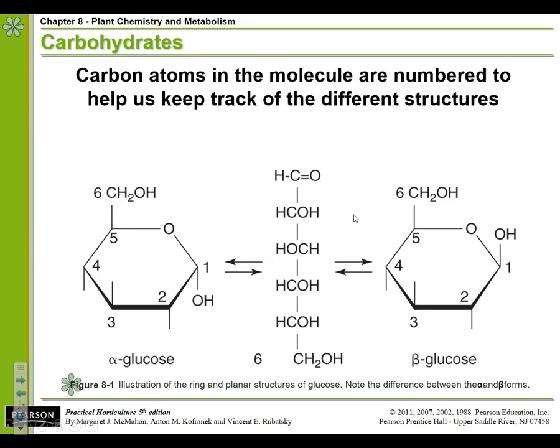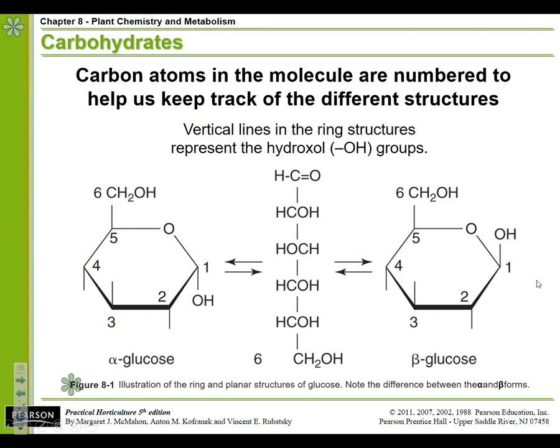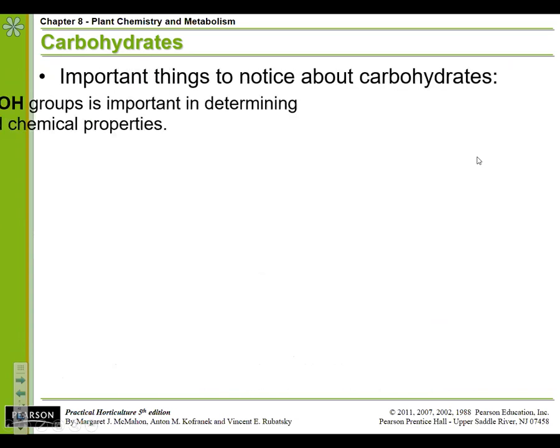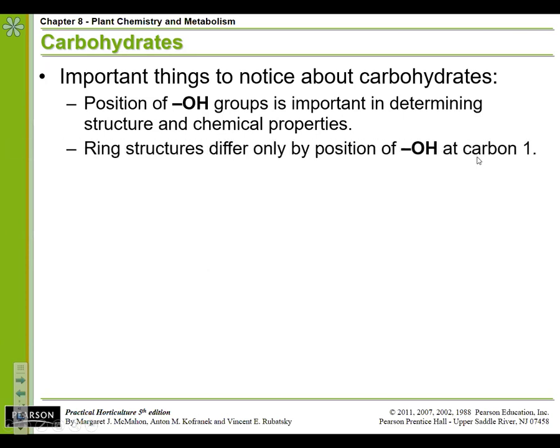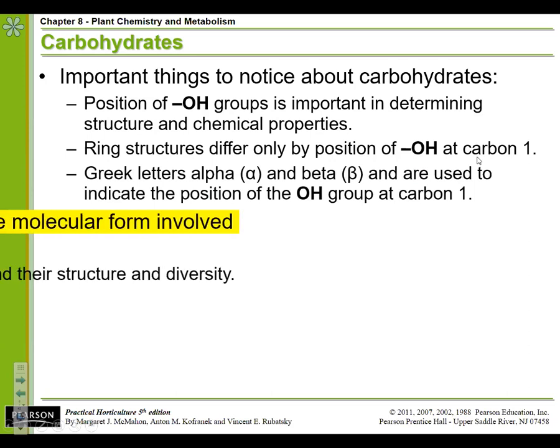We have the carbon atoms here that are numbered in this case to help us keep track of these different structures. The vertical lines here represent the ring structures and the hydroxyl groups that they are bonded to. So the position of those hydroxyl groups is important in determining the structure and the chemical properties of those carbohydrates. And they can differ in the position of that hydroxyl group only at that first carbon.